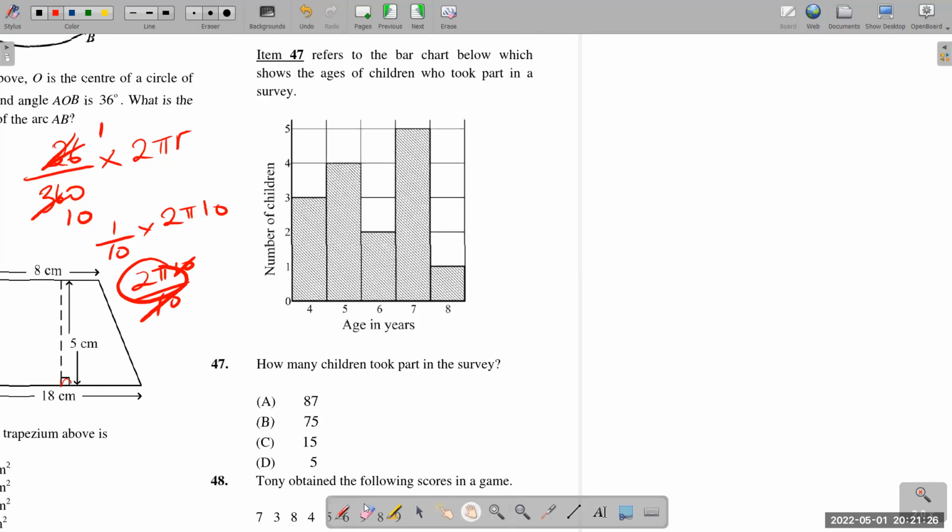How many students took part in the survey? That's easy. You add up the numbers. That's 3, 4, 2, 5, and 1. So that's what? 7, 9, 14, 15. See?